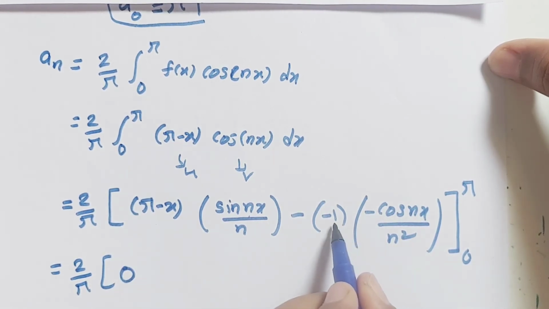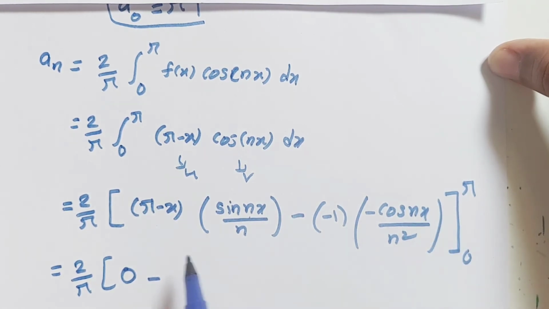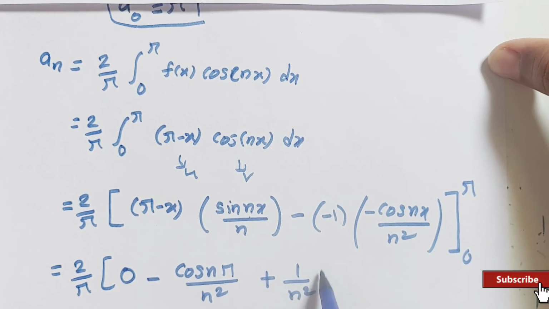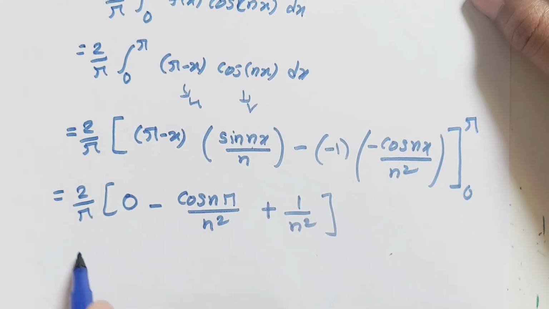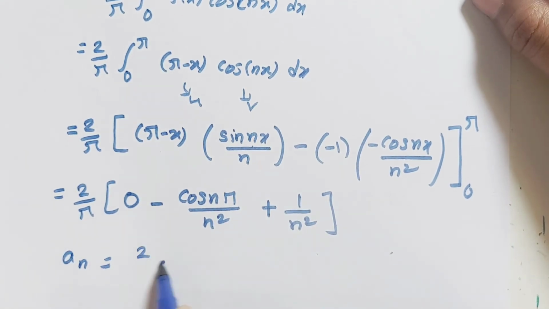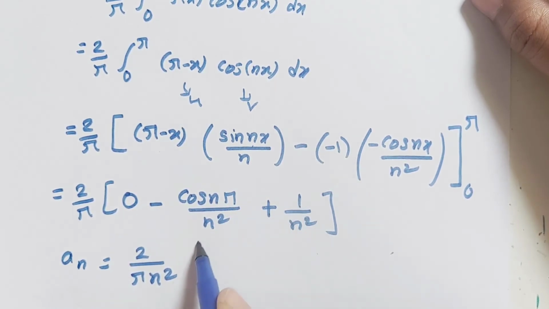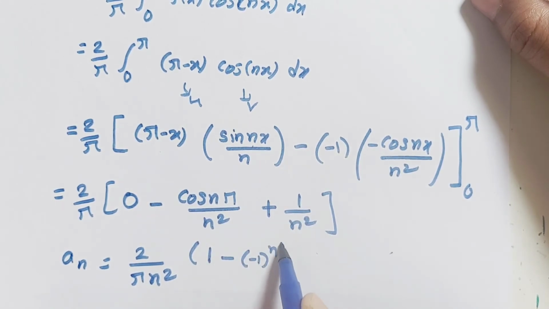Now here, minus minus minus means minus, and here x equals pi, so cos n pi by n square, minus the lower limit, so it is a plus, cos of 0 is 1, so 1 by n square. Now this 1 upon n square we can take outside. So the value of an is 2 by pi n square, and here cos of n pi is minus 1 raised to the power n. So I will write the first positive term, that is 1 minus (minus 1) raised to the power n.